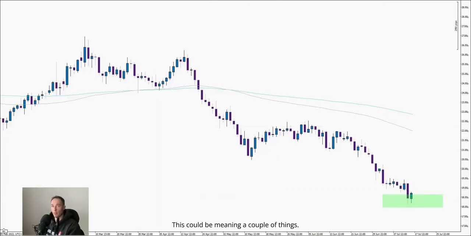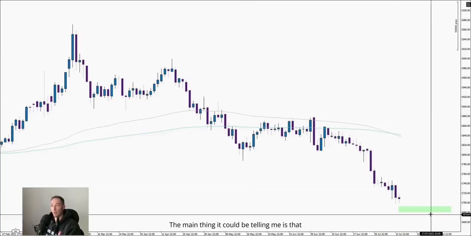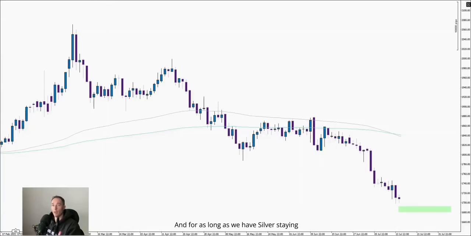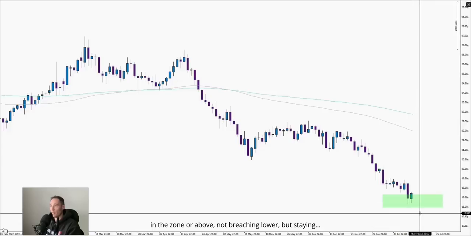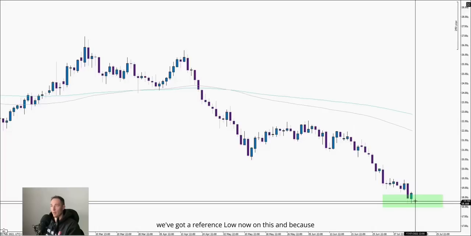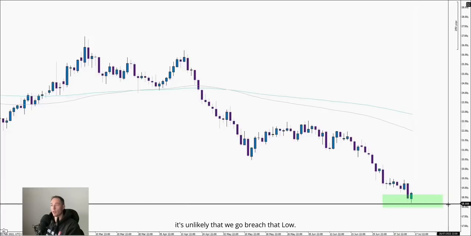This could mean a couple of things. That's the experience of lining up there. It could tell me two things. The main thing it could be telling me is that if we get into this zone, it will work, because silver has reacted, and for as long as we have silver staying in the zone or above, not breaching lower, but staying. So for example, something I will do is, we've got a reference low now, and because we've reacted and started to move up outside the box, it's unlikely that we breach that low.